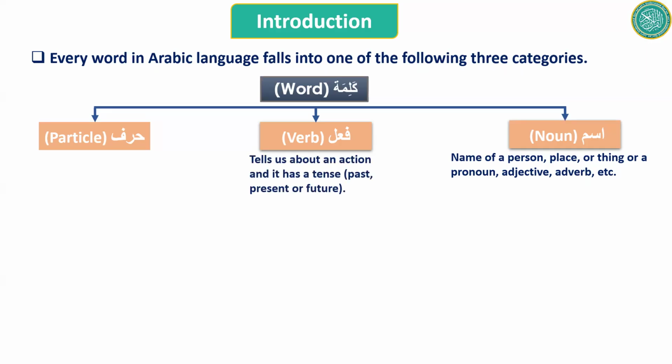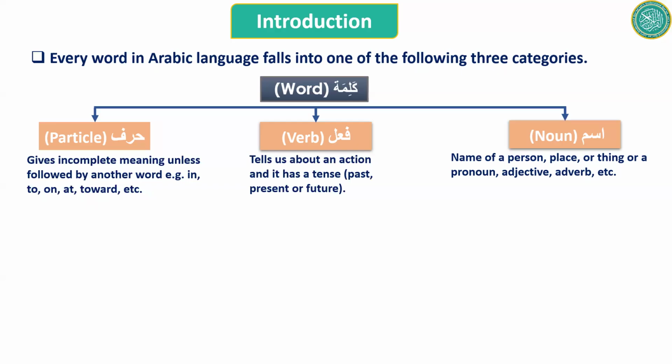Fail is very simple. Fail is a word that tells us about an action, and it has a tense, meaning the fail will be either for past, present, or future. And harf, what is a harf? Harf is a word that gives us incomplete meaning. And it has to be followed by some other word to give us a complete meaning.